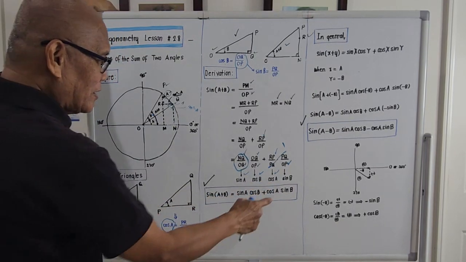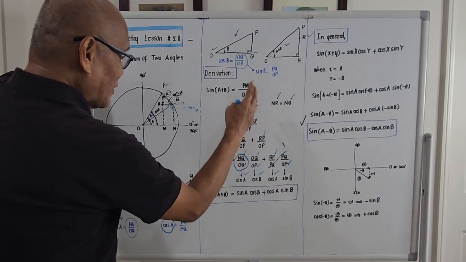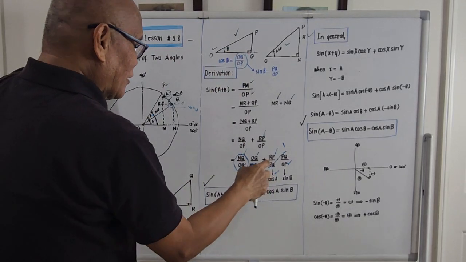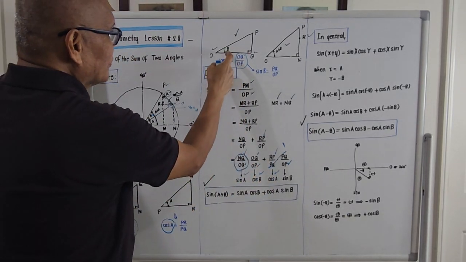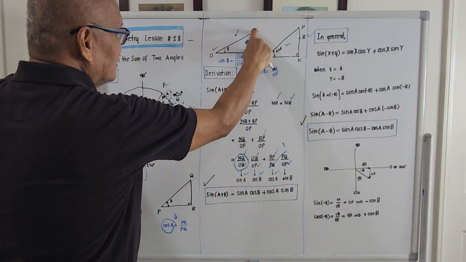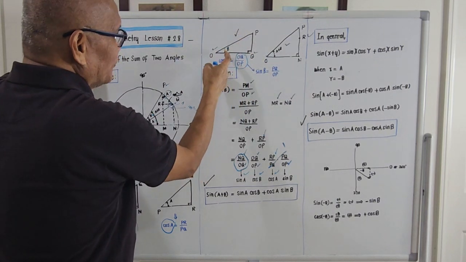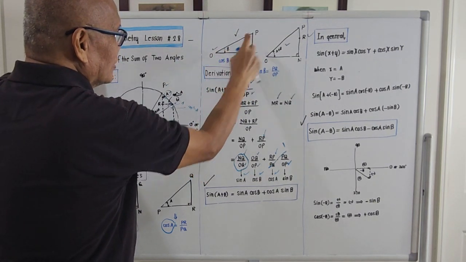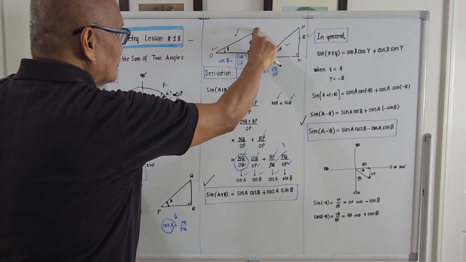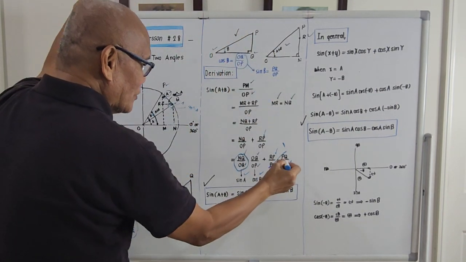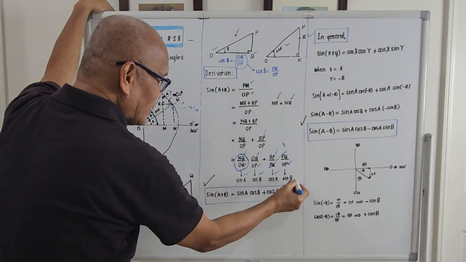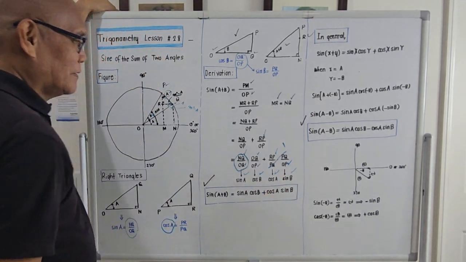And the next one refers to angle B. We'll go back to angle B. Considering angle B, this is the opposite side, and this is the hypotenuse. If we take the sine of this, it should be PQ over OP. So PQ over OP is actually sine of angle B.